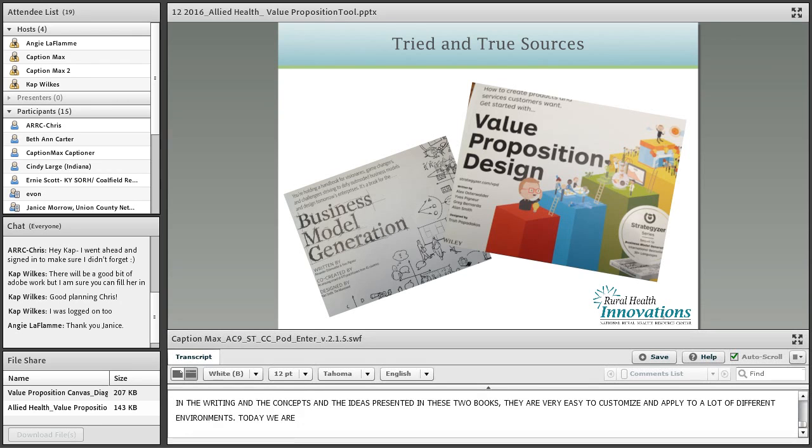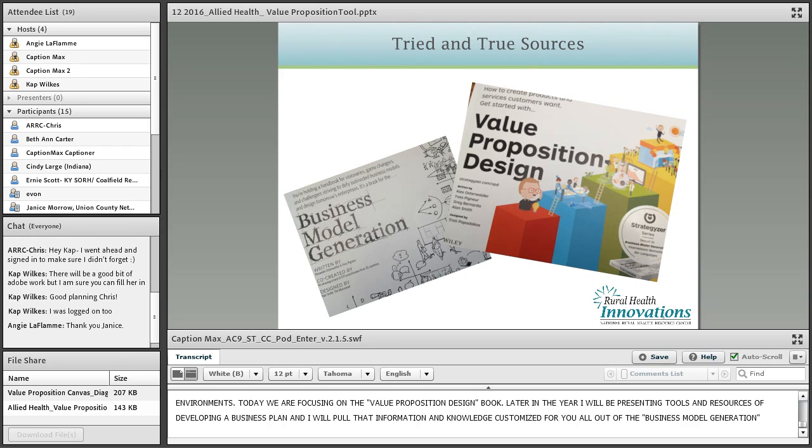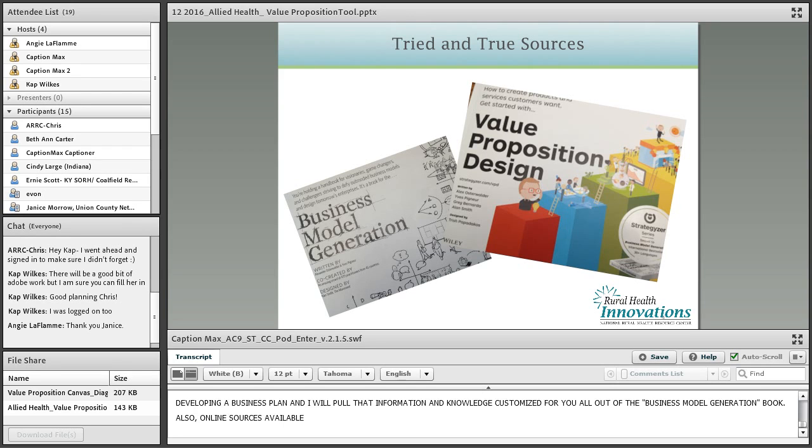Today we're focusing on the Value Proposition Designer book. Later in the year I'll be presenting tools and resources for developing a business plan, and I'll pull that information and knowledge, customized for you all, out of the Business Model Generation book. As I said, there are also online sources available, and if you really want to dig into this, I'd encourage you to go check it out. I would do a Google search on Business Model Generation, and you'll find the sources come right up to the top.